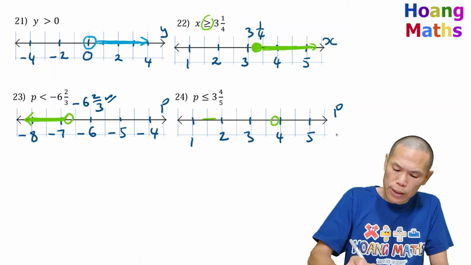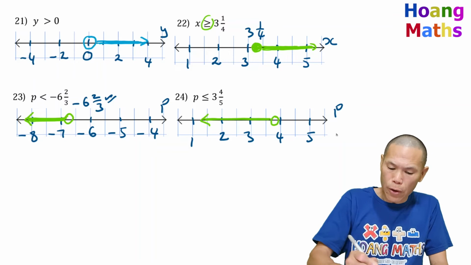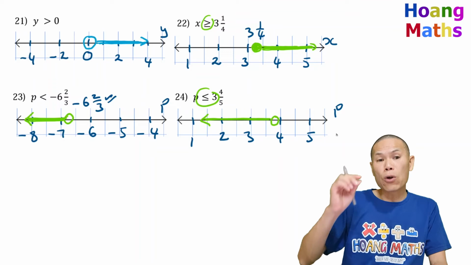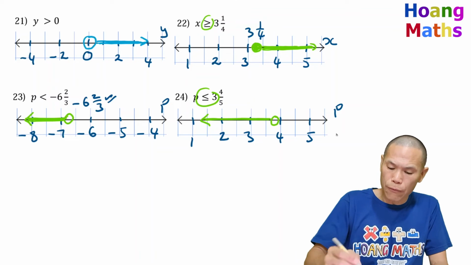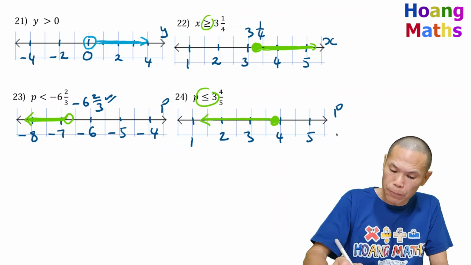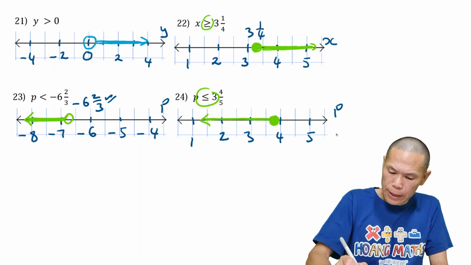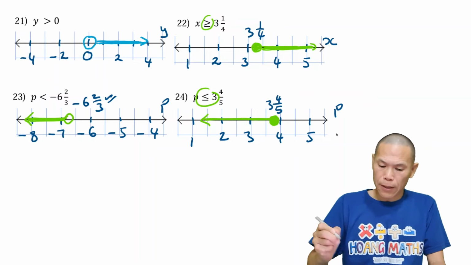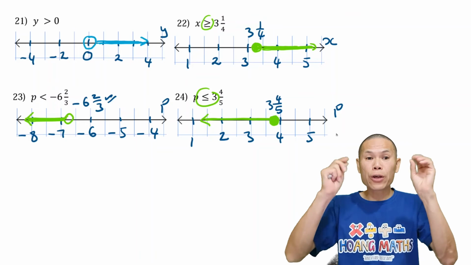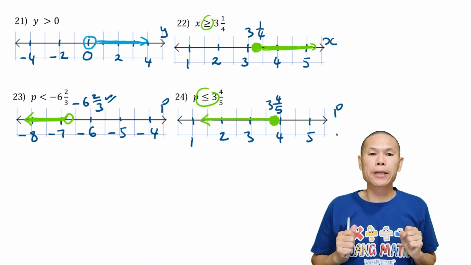So that means all these numbers less than. Okay, so there you go. And because we have less than or equal to 3 4/5, we close the bubble, or the circle if you wish. Let's make it bigger. So let me just write the number down. This is 3 4/5. So there you go, and I hope you got it correct.